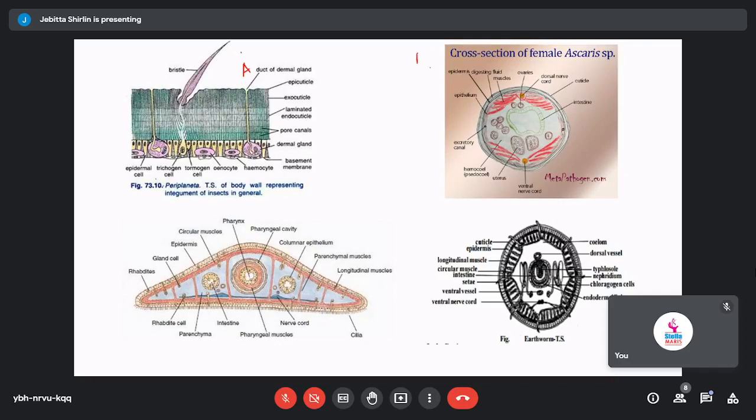And this is picture B. Picture B is associated with earthworm. Sorry, it is associated with an ascaris worm. And picture C is with a planarial worm. And picture D is with earthworm, what you see down here. Have you chosen the answer now? Answers, please.